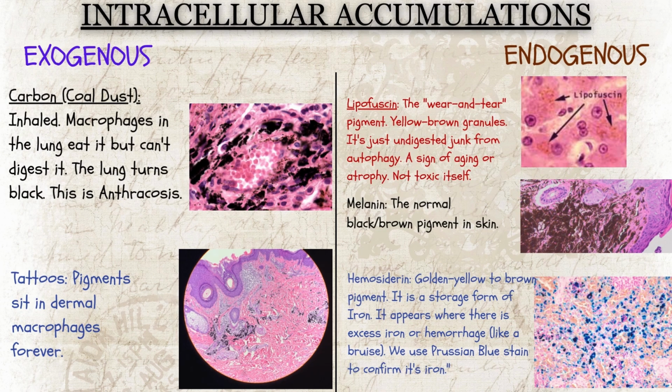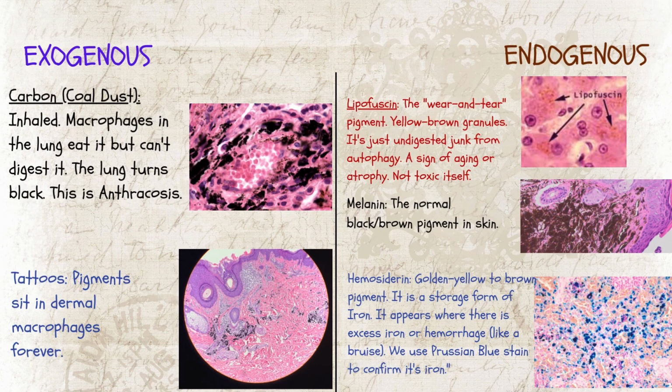Hemosiderin, golden yellow to brown pigment. It is a storage form of iron. It appears where there is excess iron or hemorrhage, like a bruise. We use Prussian blue stain to confirm it's iron.